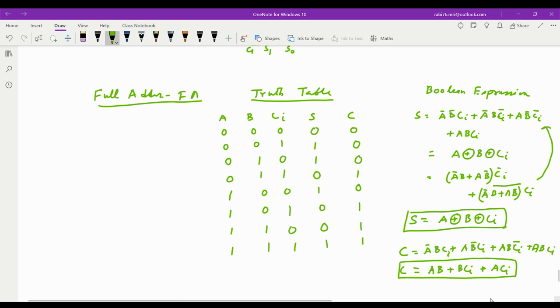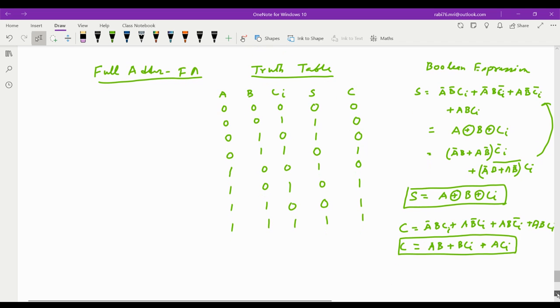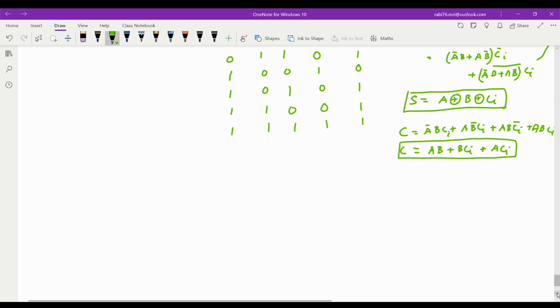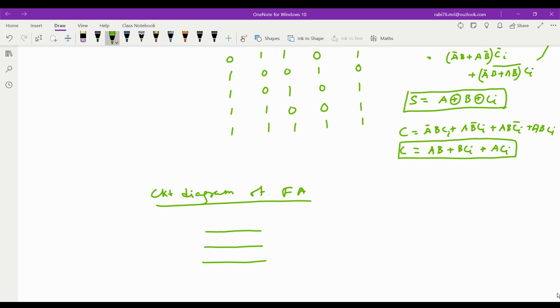Now what we have to do next is draw the circuit diagram for these two Boolean expressions, right? The circuit diagram of the full adder circuit. Two XOR gates will be needed. First, these are two bits A, B, and another is Ci, right? A, B, and Ci.